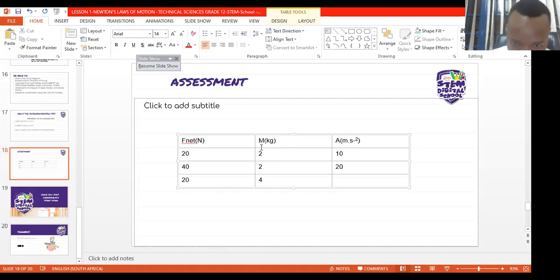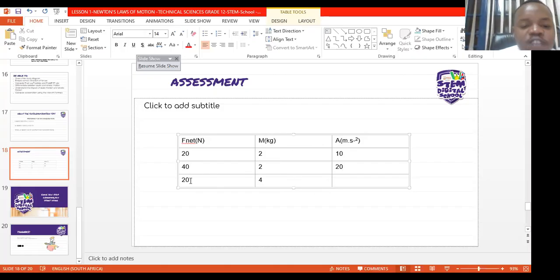Why? Because we also kept the mass constant. So that relationship where we say acceleration is directly proportional to net force is only true if our mass is kept constant. Now, I want you to see this again.